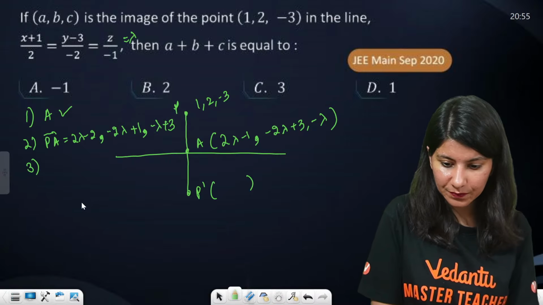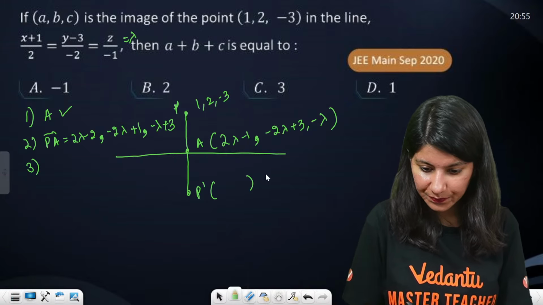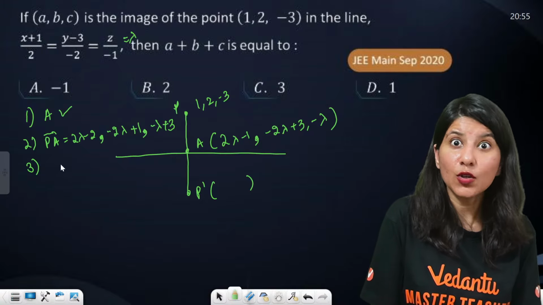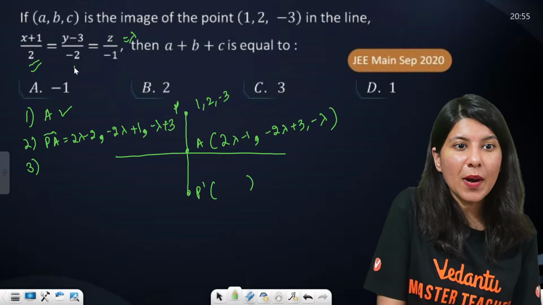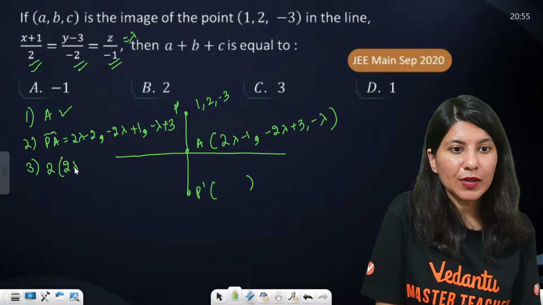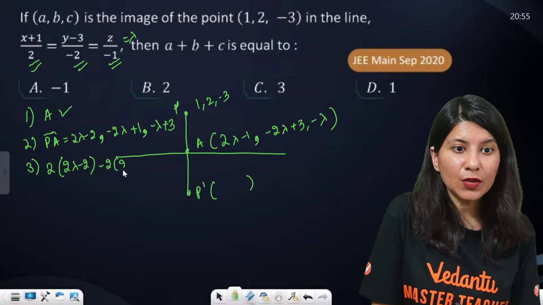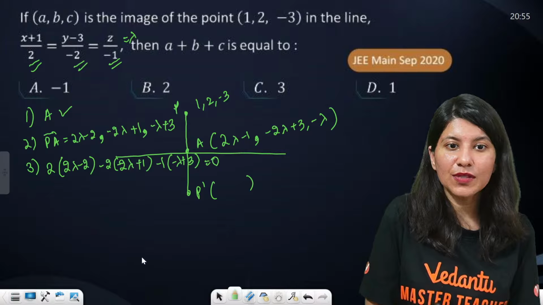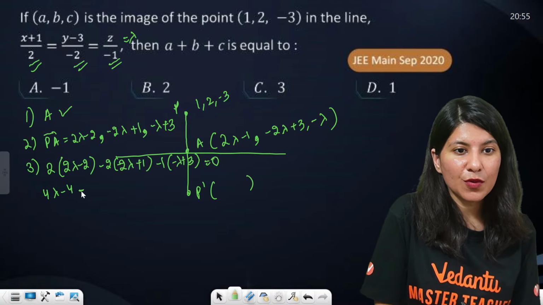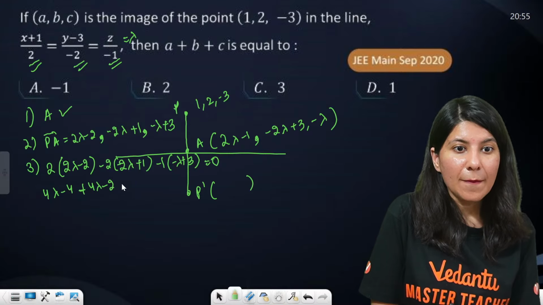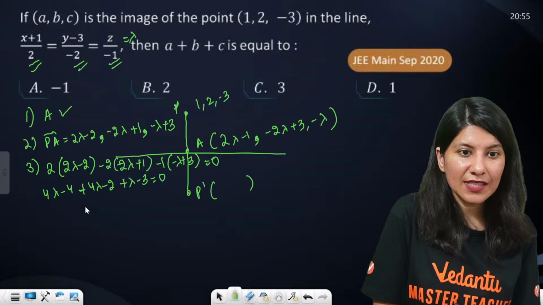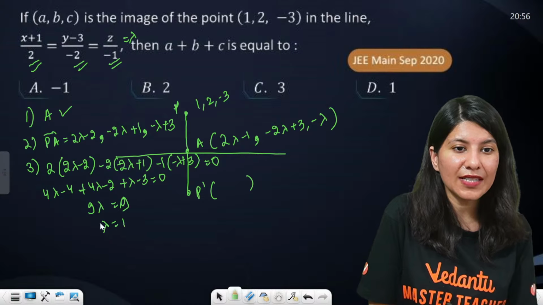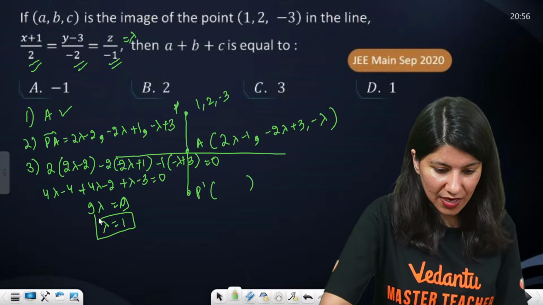Third will be now dot product. So dot product with 2, minus 2 and minus 1. So 2 into 2 lambda minus 2, minus 2 into minus 2 lambda plus 1, minus 1 into minus lambda plus 3 is equals to 0. So 4 lambda minus 4 plus 4 lambda minus 2 plus lambda minus 3 equals to 0. So this is going to become 9 lambda and 4, 5, 6, 7, 8, 9 equals to 9. Oh my god, lambda is coming out as 1, my dear students.